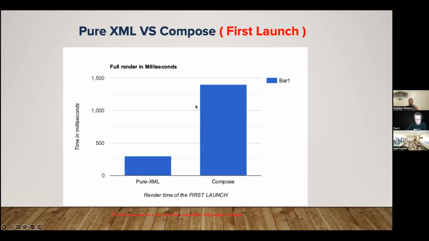As you can see here, there is a test that happened between pure XML and Compose to see the render time and the performance for each one. That happened on a very old device compatible with Jetpack Compose, and this is the result. The result is very interesting. The pure XML is the fastest one, about 250 milliseconds, compared to Compose, which is almost 1500 milliseconds, which is really a high number.